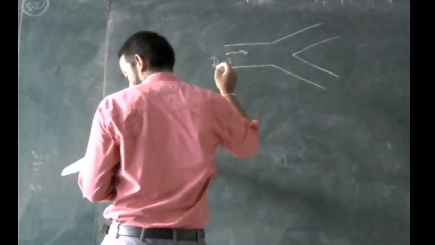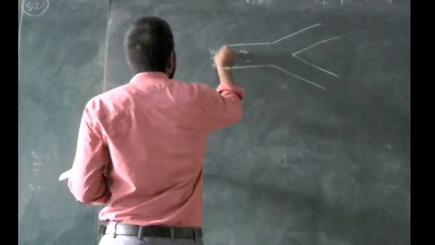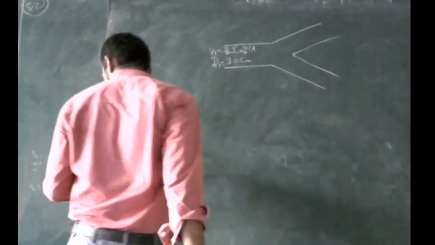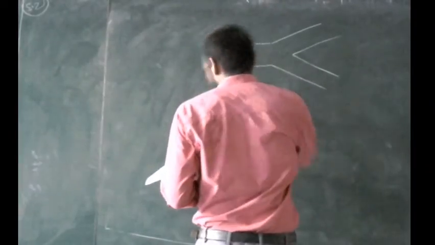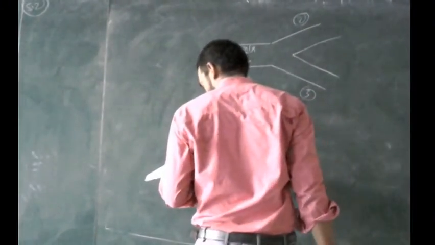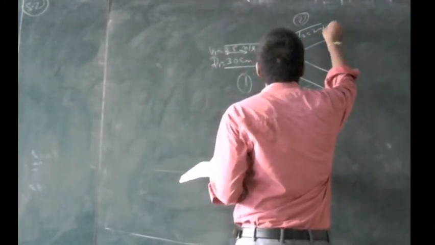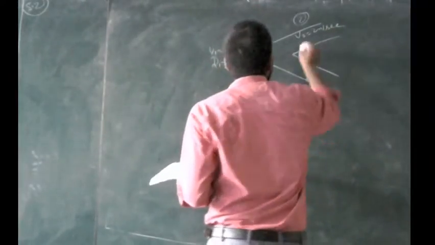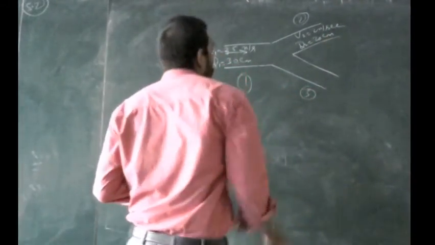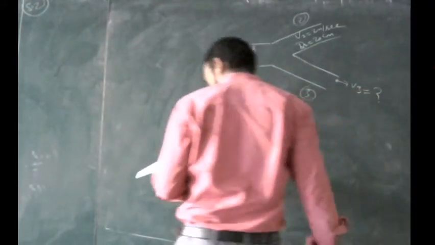D1 equal to 30 centimeter. V1 equal to 2.5 meter per second. That is section 1, section 2 and section 3. V2 equal to, meter per second, D2 equal to 20 centimeter. D3 you have to find out, D3 equal to 15 centimeter.